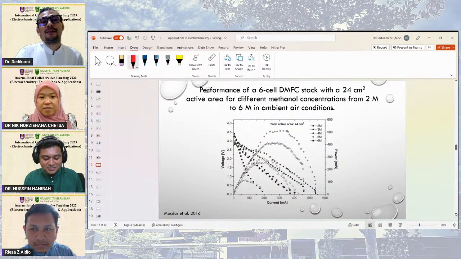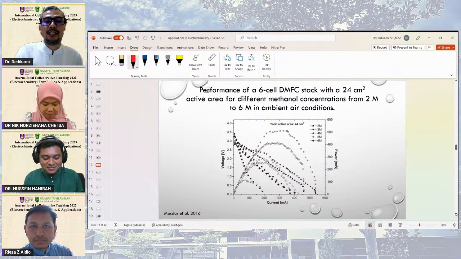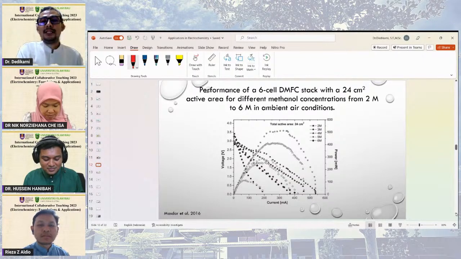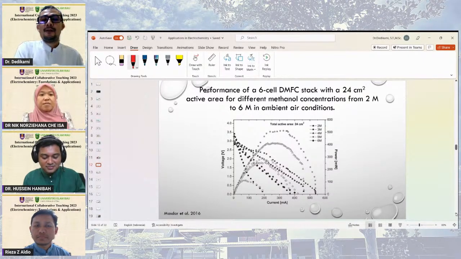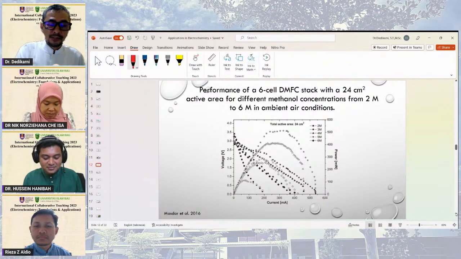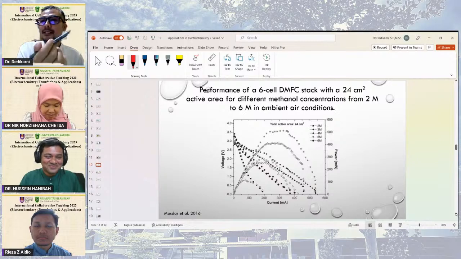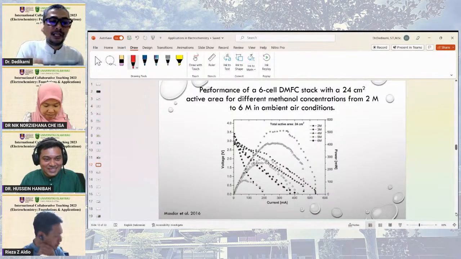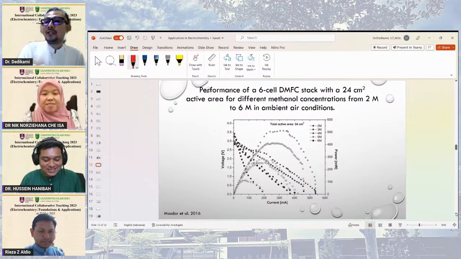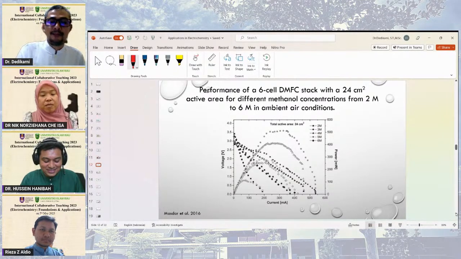This is the performance of the 6-cell direct methanol fuel cell stack with the 34 centimeter square active area for different methanol concentrations from 2 molar to 6 molar in ambient air conditions. This is the highest power, on the 5 molar. You can refer to my paper in the International Journal of Hydrogen Energy, Mazda et al., 2016.